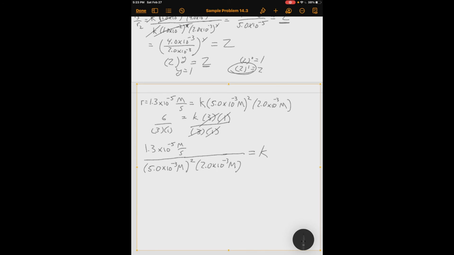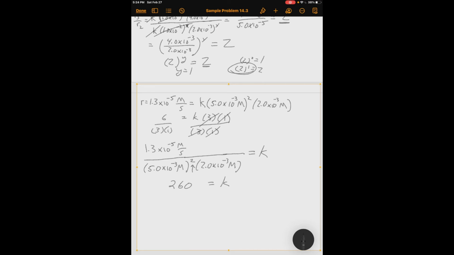So let's go through the arithmetic. You can use your calculator if you want. You can do it in your head if you want, whatever. 1.3 times 10 to the minus 5 divided by 5 times 10 to the minus 3. But you gotta do 5 times 10 to the minus 3 twice, right? And then you gotta divide it by 2 times 10 to the minus 3. And so it looks like you get 260. I'm pretty sure that's right. So if you don't get 260, check your calculations again. Remember, you got to square this one and you got to divide by both of them.